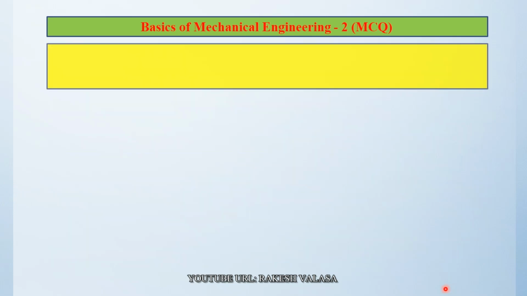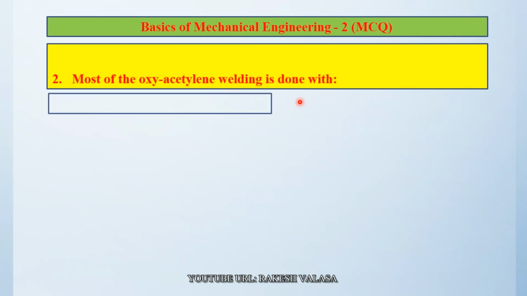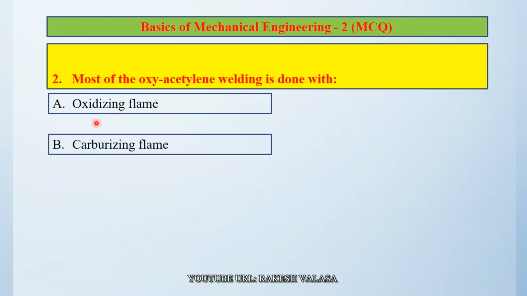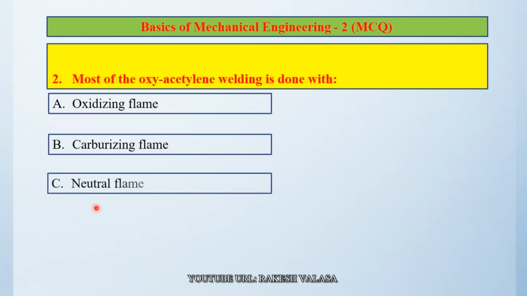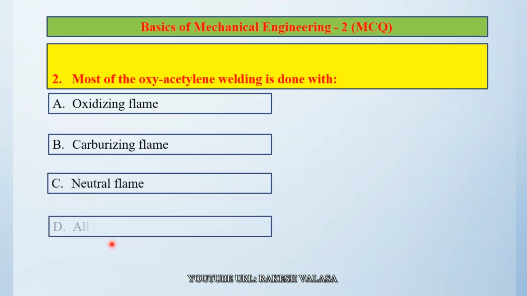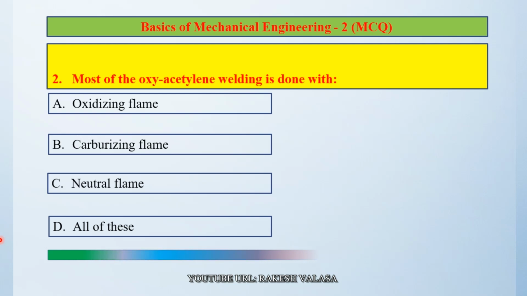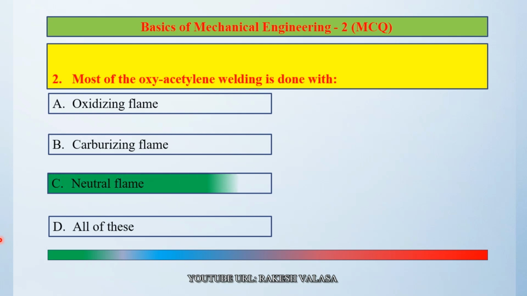Question number 2. Most of the oxyacetylene welding is done with option A, oxidizing flame, option B, carburizing flame, option C, neutral flame, option D, all of these. The correct answer is option C, neutral flame. Let us see the explanation.